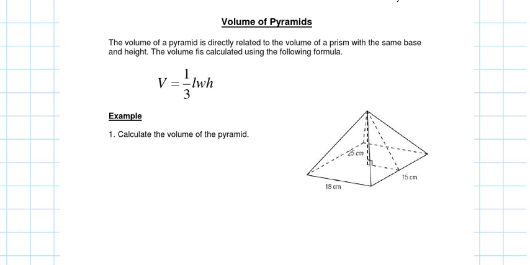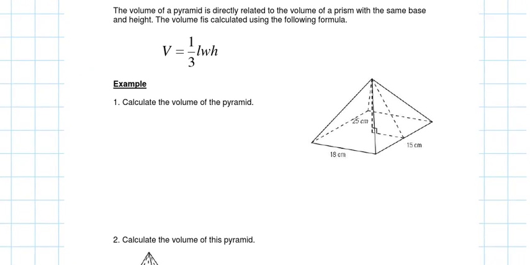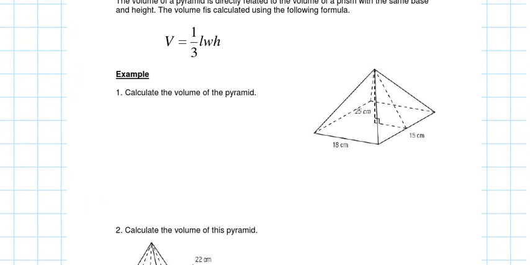Okay? So if you are looking at this here, what's your length, what's your width, what's your height? Height is 25. So this is your height. And let's say this is your length, and this is your width. Okay? So you have all the information that you need. You just have to plug them into the formula: volume equals 1/3 length times width times height.